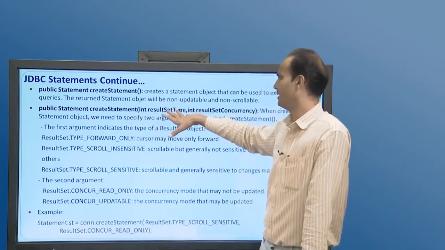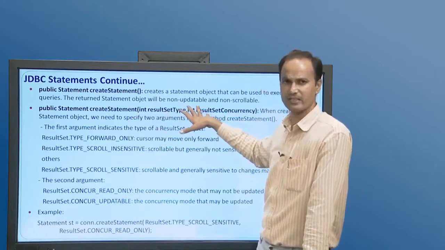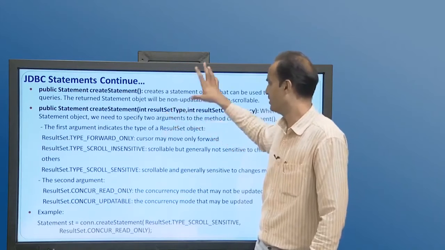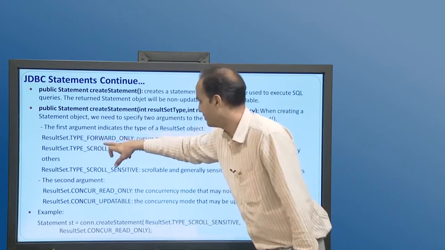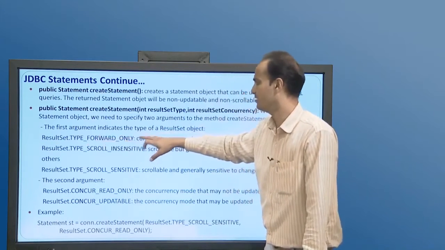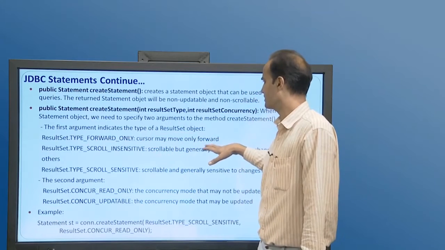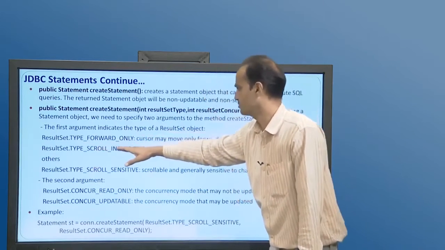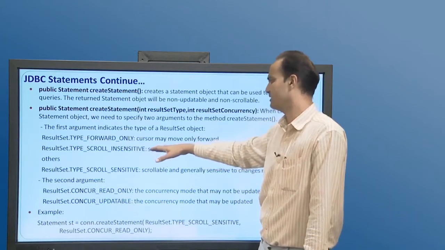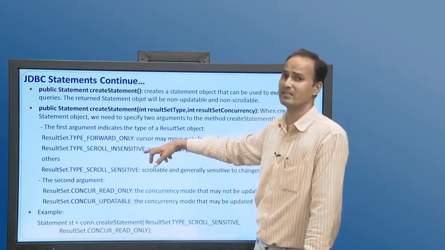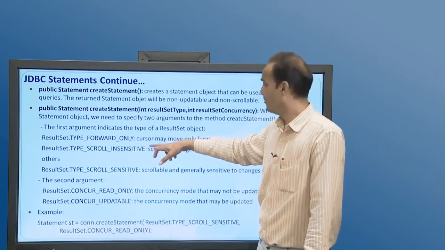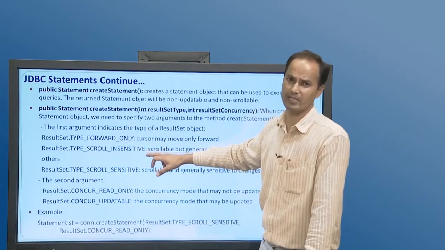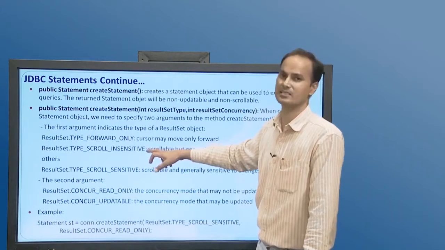Both arguments are constants. The first one is result set type. In result set type you can pass either ResultSet.TYPE_FORWARD_ONLY, which just provides a cursor that moves forward only. You can pass ResultSet.TYPE_SCROLL_INSENSITIVE. What does it mean? It indicates that the result set returned will be scrollable, but it is not going to be affected by update queries or update statements, that is, it is insensitive.